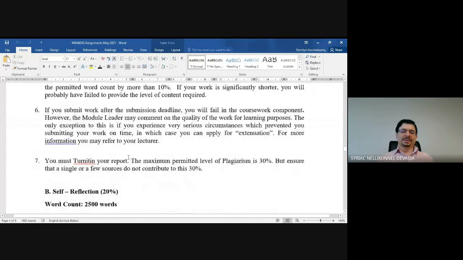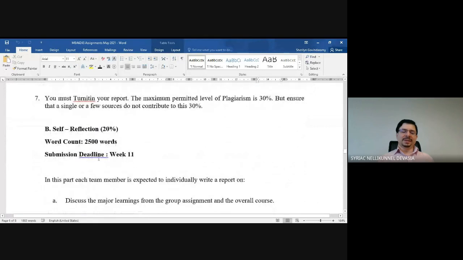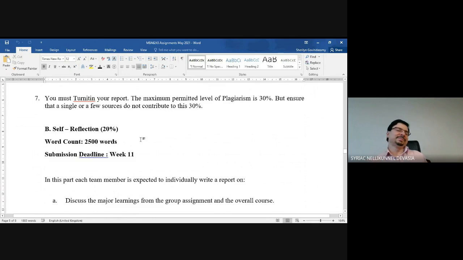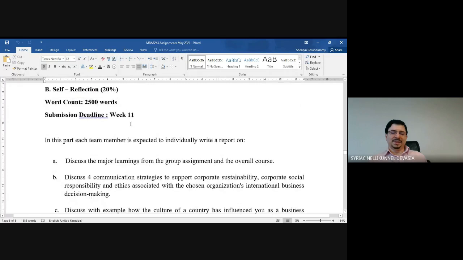Okay, now let's go on to the second part of your assignment, which is self-reflection, which carries 20 marks. Anybody has done this part so far? Not yet, right? Because your deadline is week 11. Another 2 more weeks to go for you to submit this, because today is week 9, okay? So you can submit by week 11, 2,500 words.